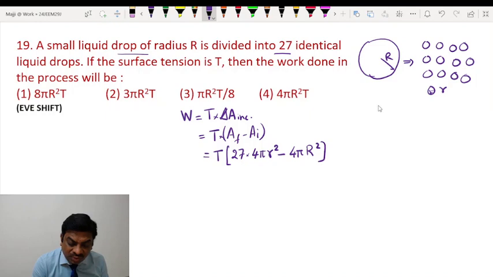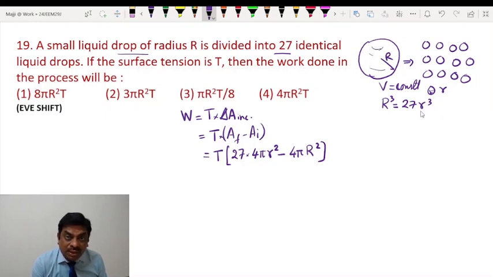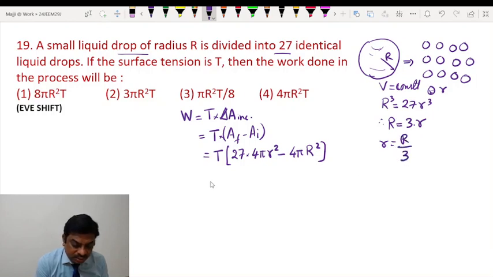So we will equate the volume, students. 4 by 3 pi R cube is equal to 27 times 4 by 3 pi small r cube. I have cancelled 4 by 3 pi. This is how you are supposed to solve. 4 by 3 pi R cube is the volume of the bigger drop, and 4 by 3 pi small r cube is the volume of the smaller drop, into 27. Now extracting the cube root, we can see small r is capital R by 3.